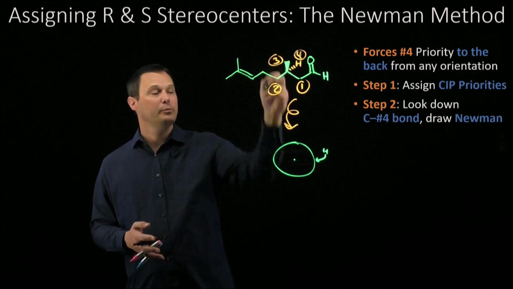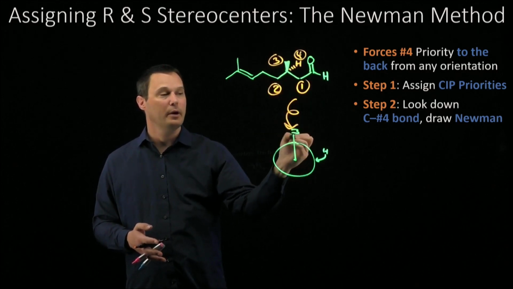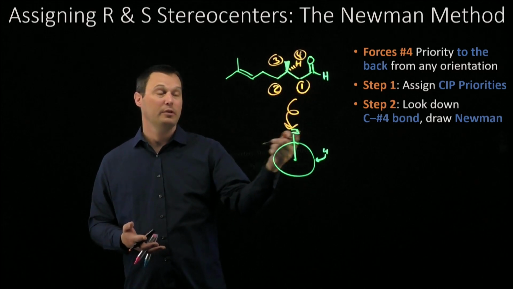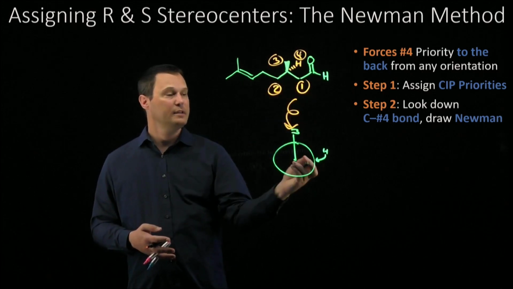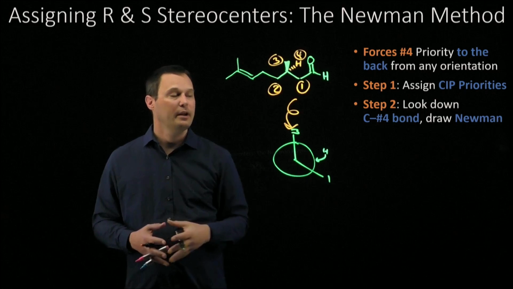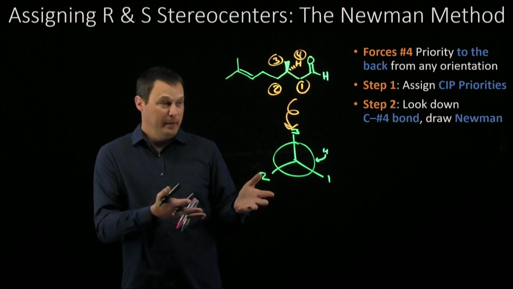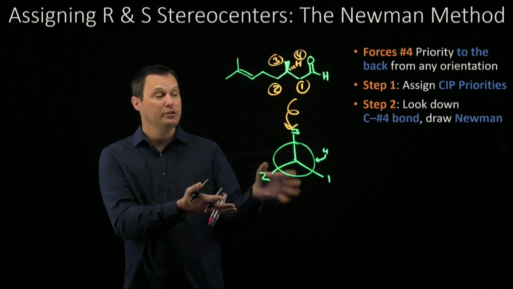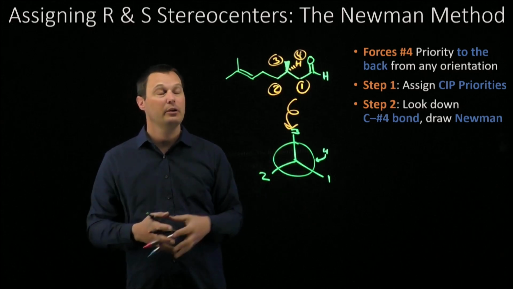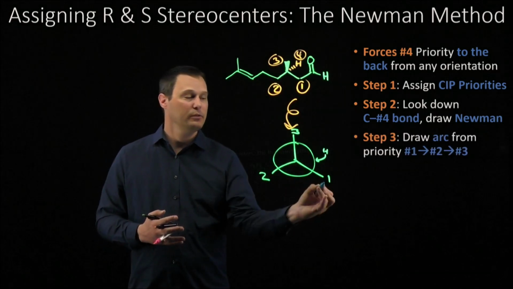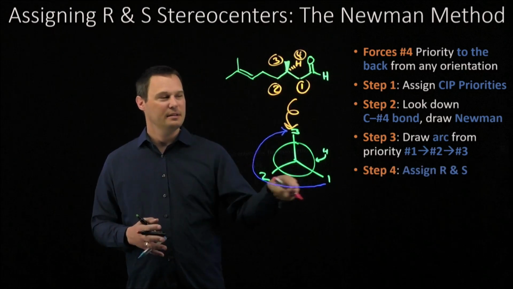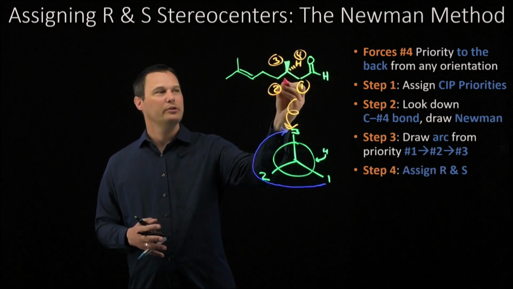The priority number 3 group is pointed up and will be pointed up here as well. We don't really care what it is, so we'll just put the number 3 here. The number 1 group is down and to the right, and so it will be down and to the right here as well. And the number 2 group will fall down and to the left. And look at that. Now we're finally in the textbook situation. Number 4 in the back with our 3 priority groups labeled. Now we're ready to draw our circle from 1 to 2 to 3. This is a clockwise circle, which means our original stereocenter was an R stereocenter.